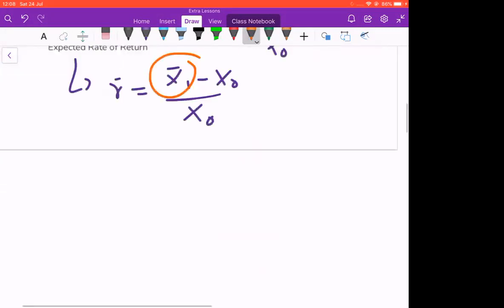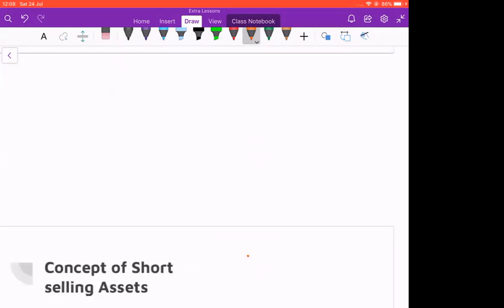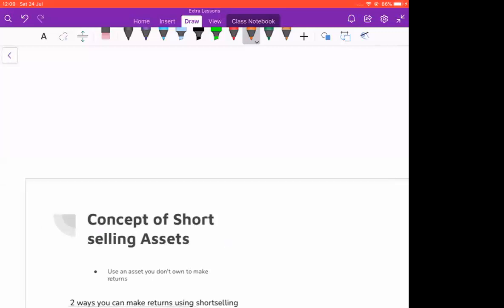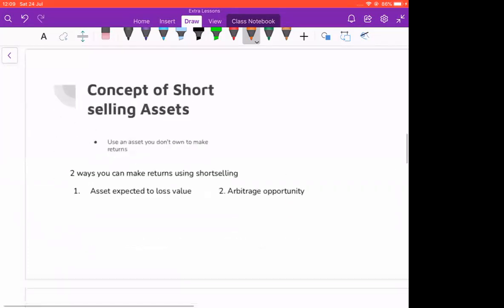Before we go further, we need to learn a little bit about short selling. Short selling is when you use an asset that you don't own to make profit. There are two ways you can make profit by short selling an asset. Basically, you borrow someone's asset and sell it immediately. Then at time one, you buy it back and return it. One way you make money is when that asset loses value.